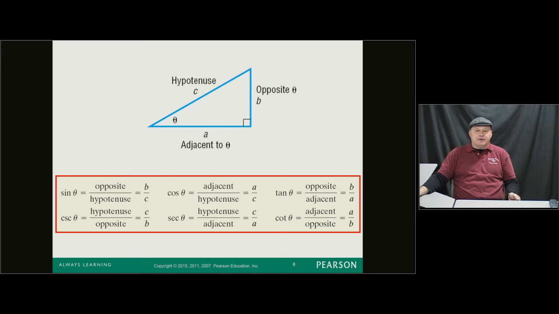How do you spell Sohcahtoa? If you don't know how to spell it, then the mnemonic device doesn't help you at all. But the reason they say Sohcahtoa is because SOH is sine equals opposite over hypotenuse, CAH is cosine, adjacent over hypotenuse, and TOA, tangent, is opposite over adjacent.